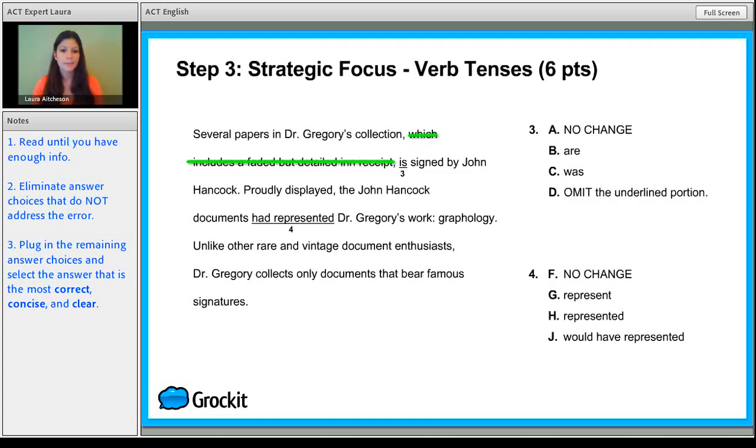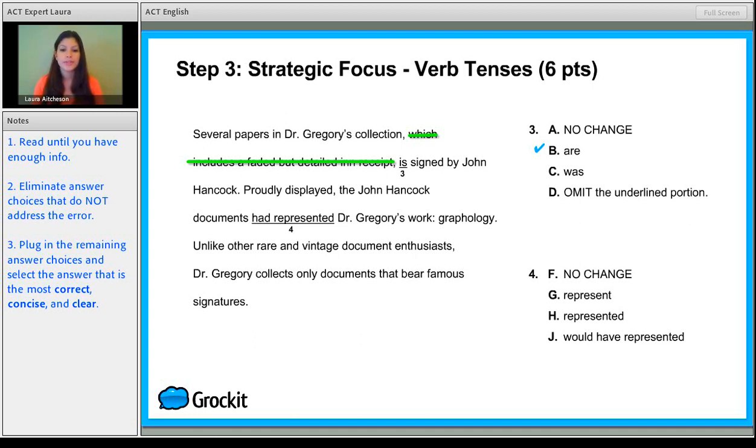So, several papers in Dr. Gregory's collection is signed. Several papers, that's more than one. So rather than is, you need are. Several papers in Dr. Gregory's collection are signed by John Hancock. It's a really tough one to pick up on. They really like this question. You will see one like this on test day.